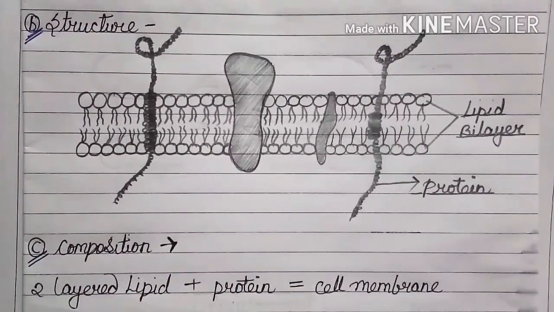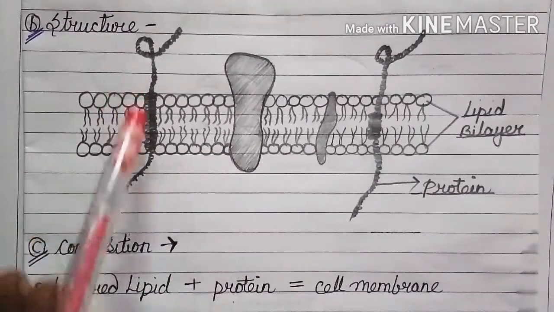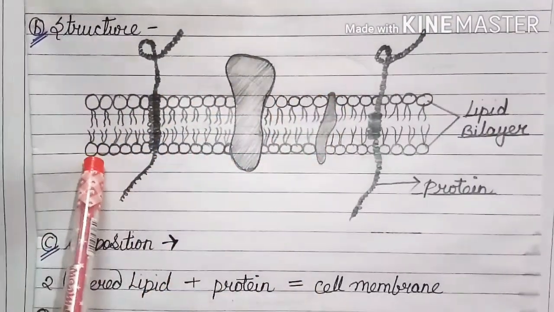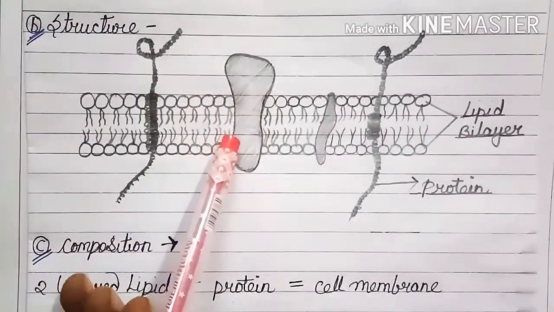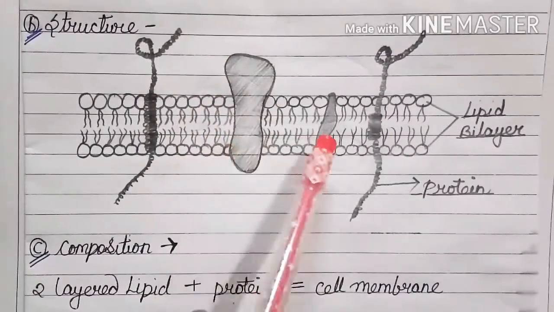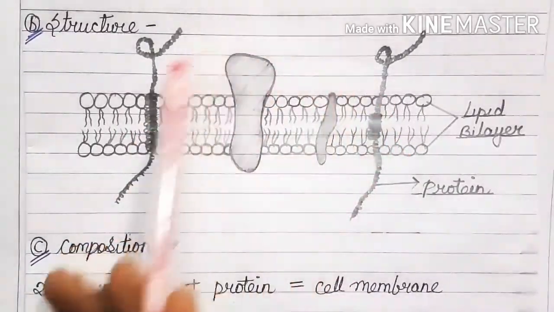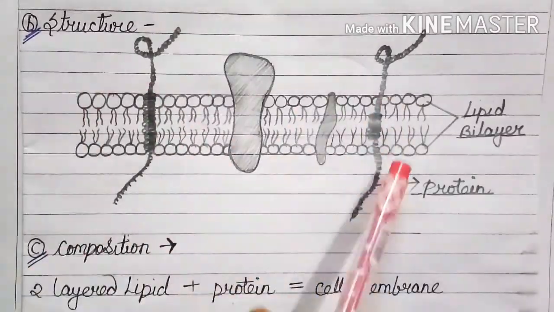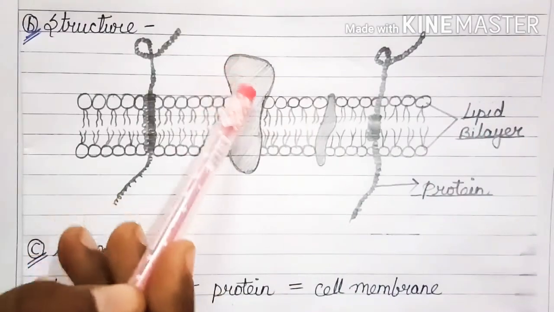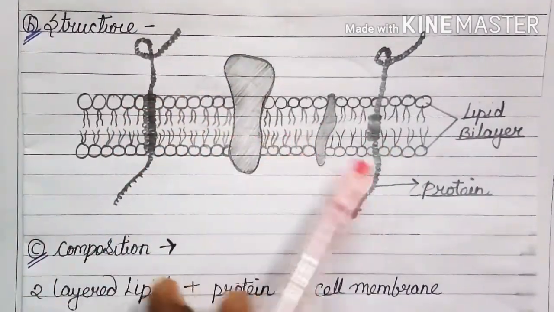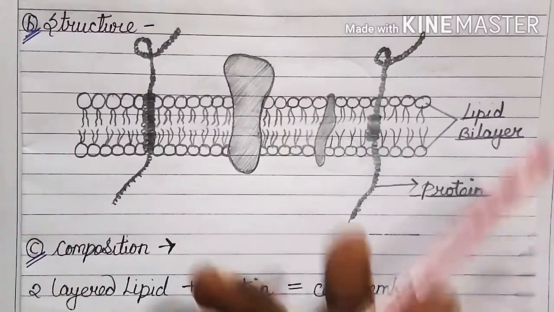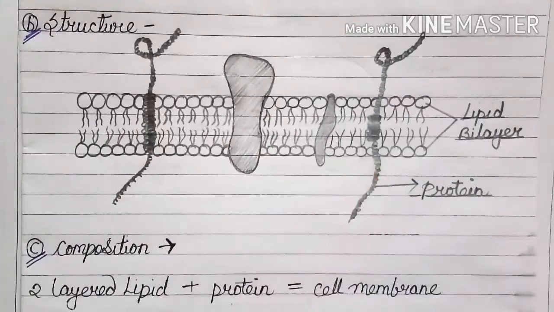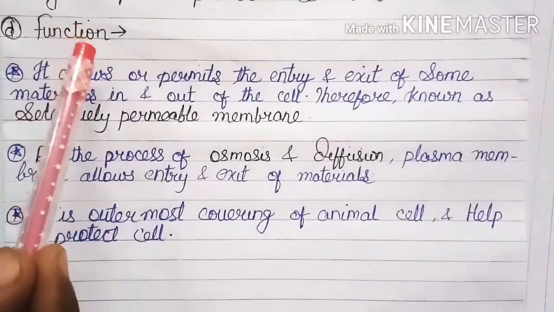This is the basic structure of plasma membrane. According to the composition, there are two layers of lipid. This is the two layers of the lipids in which protein is sandwiched, or we can say that these proteins are present in between the two layers of lipid. These two layers are lipid, and these are the proteins. So it is the basic structure, or a detailed structure, of a cell membrane. Now, what are the functions of cell membrane?